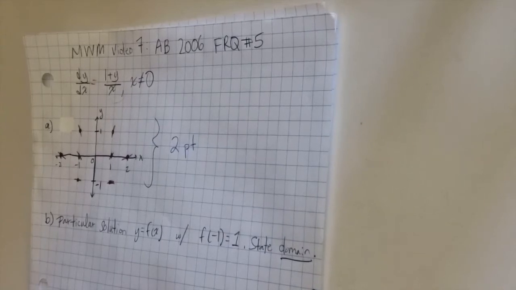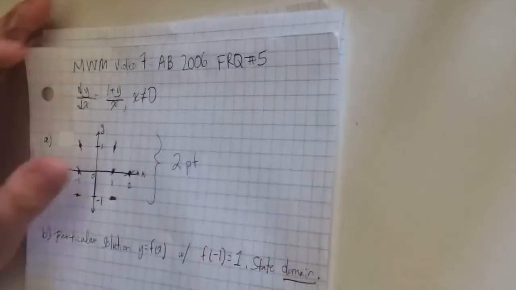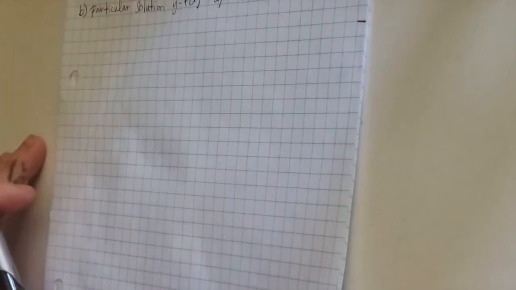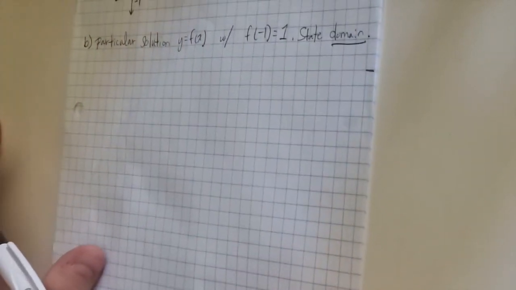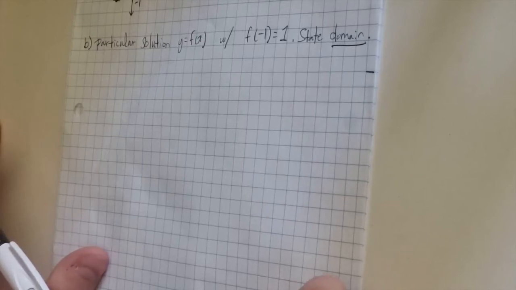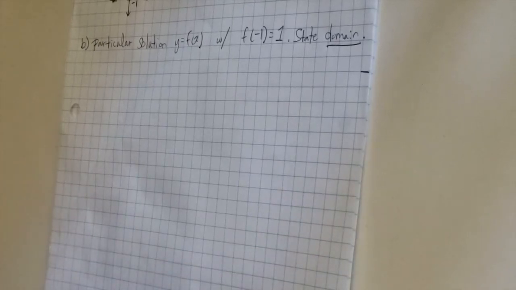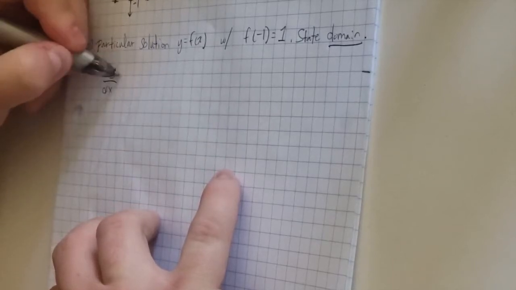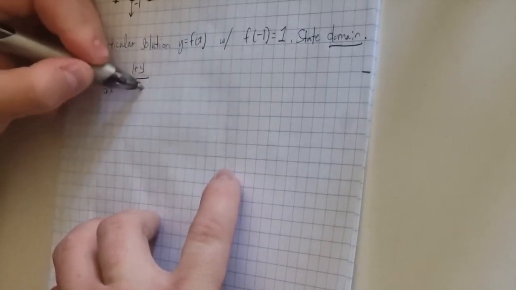So let's take a look at B. This concept comes up a lot. It's a separation of variables. Alright, so let me make sure we have the right amount of space here. Okay, we're finding the particular solution. I'm going to rewrite dy/dx down here again. So dy/dx equals 1 plus y over x.